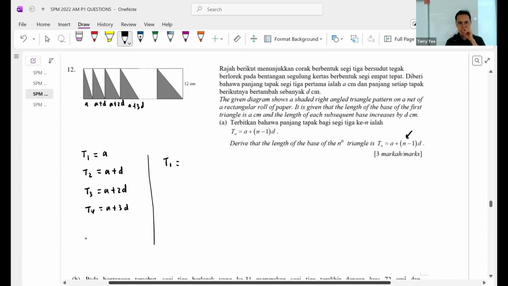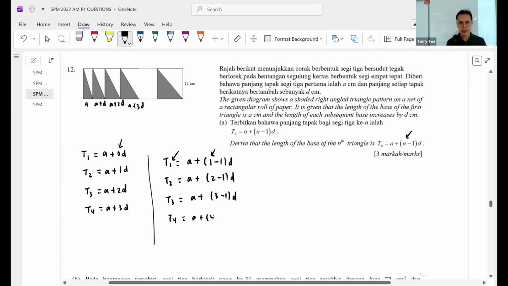So you see, the first one, how many D do you have? Can I add here? 0D. How many D here? I just want to write the 1D here. So let me continue by writing A plus. Okay, how do you get 0? This is 1 minus 1D. You need to link it back with this N. Your N is 1, so this is 1. Then you continue with T2 equals A plus 2 minus 1D. Then you write T3 equals A plus 3 minus 1D. T4 equals A plus 4 minus 1D.